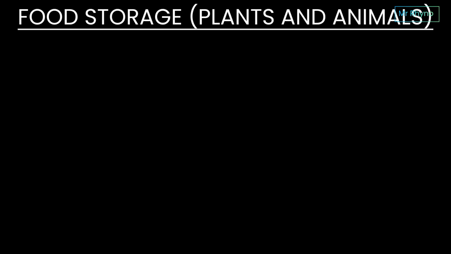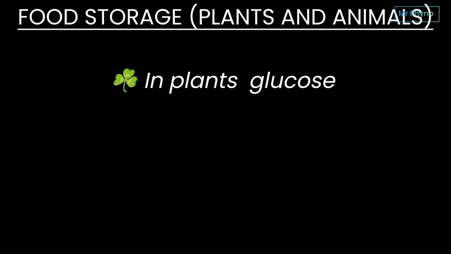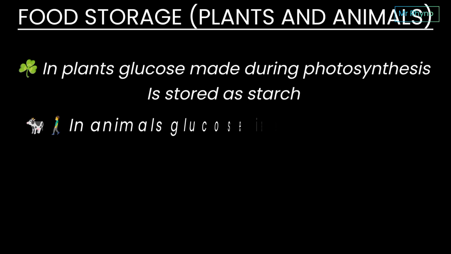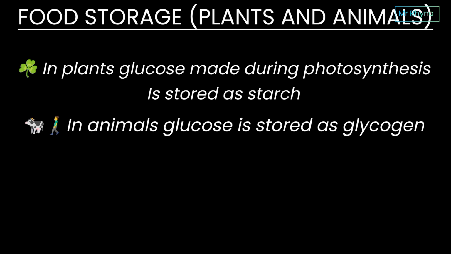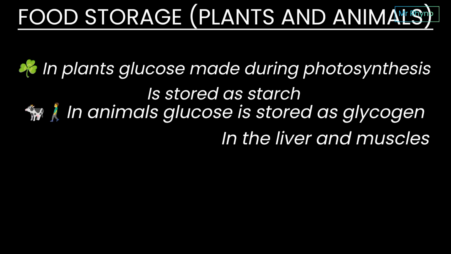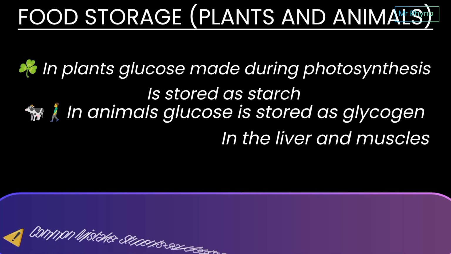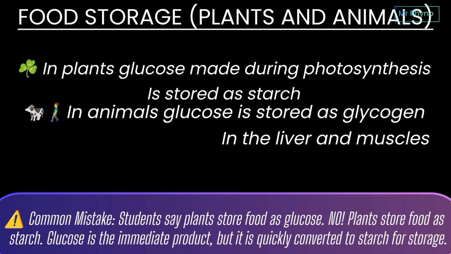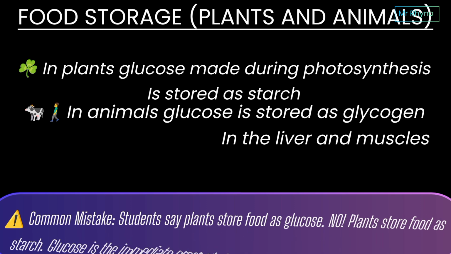How do plants and animals store glucose? In plants, glucose made during photosynthesis is stored as starch. In animals, glucose is stored as glycogen in the liver and muscles. A common mistake many students make: students say plants store food as glucose. No, plants store food as starch. Glucose is the immediate product, but it is quickly converted to starch for storage.